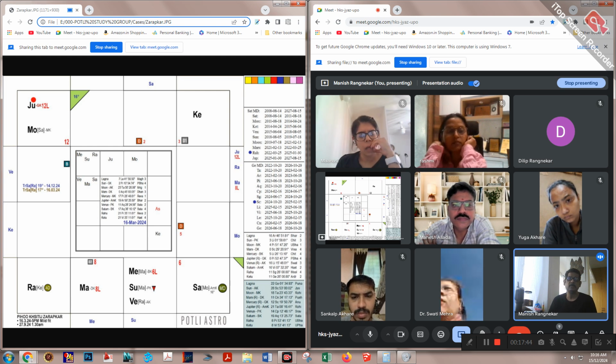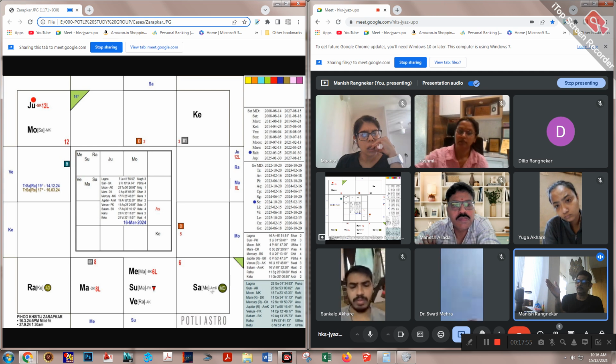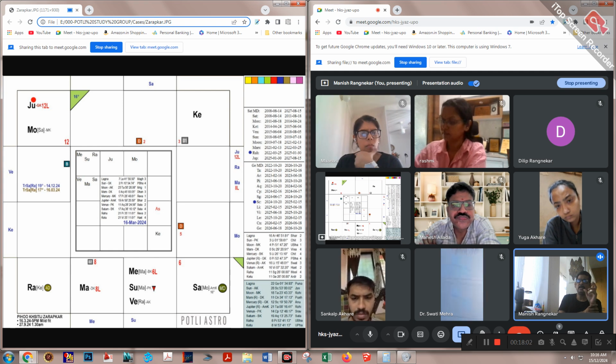Third aspect. I told you that some classics are taking 3 and 11 as the aspect. Some are taking 5 and 9 as the aspect. So I consider both whichever comes up. So now here if you see Rahu is hitting the 6th lord Mercury, brain also and Mercury nerves also.